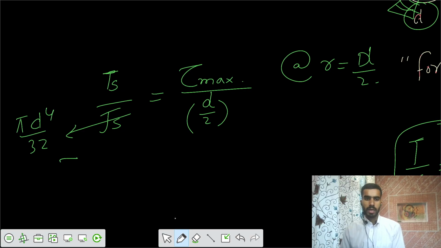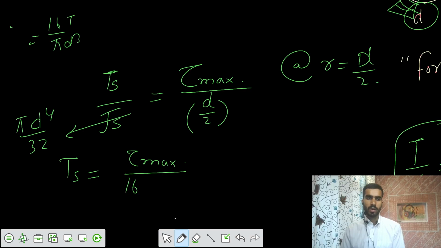So you get the value of T solid: tau max equals 16 T upon pi d cube, so T solid equals tau max times pi d cube by 16. So you got this equation of T solid.